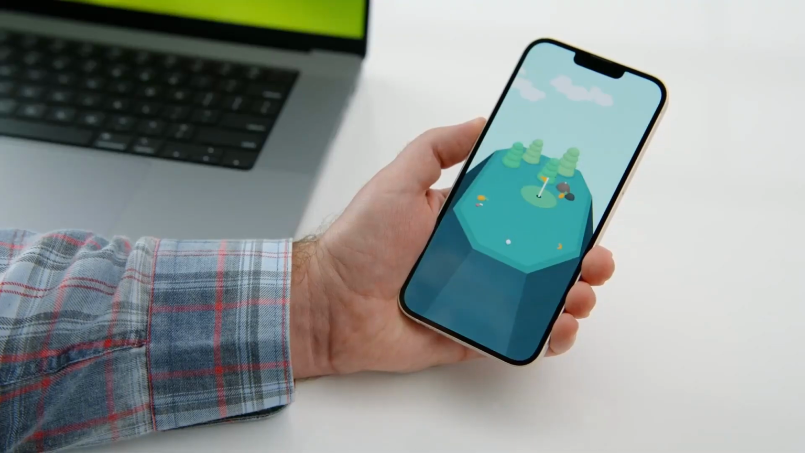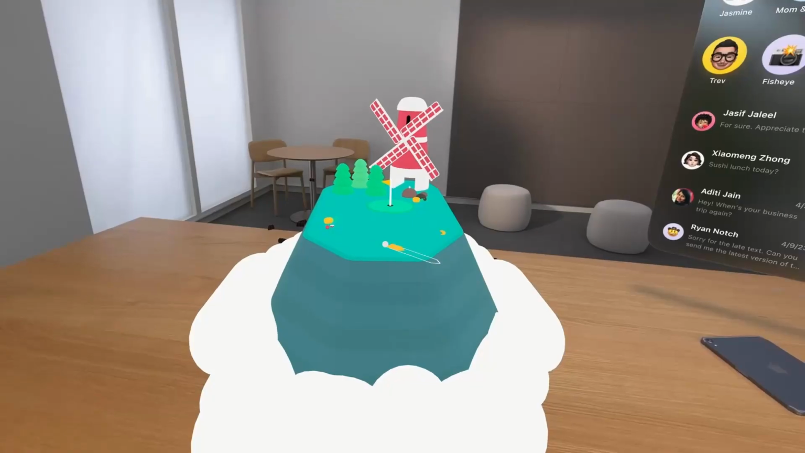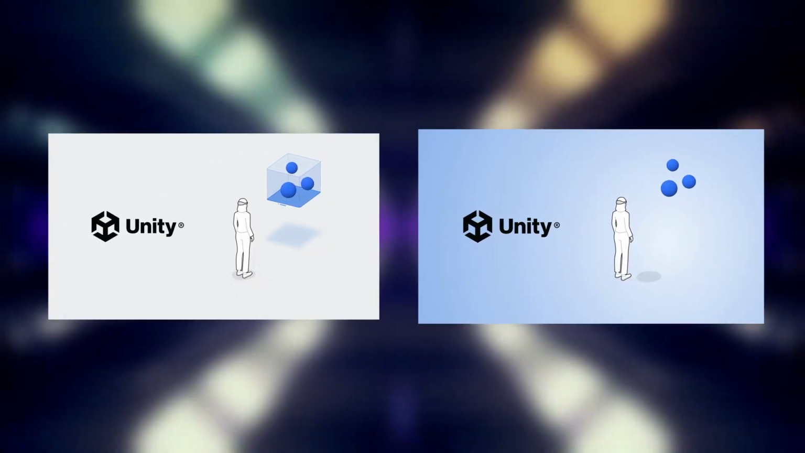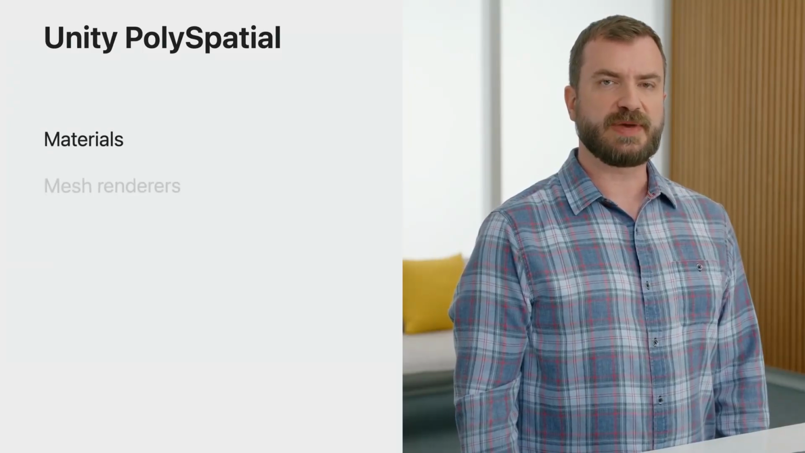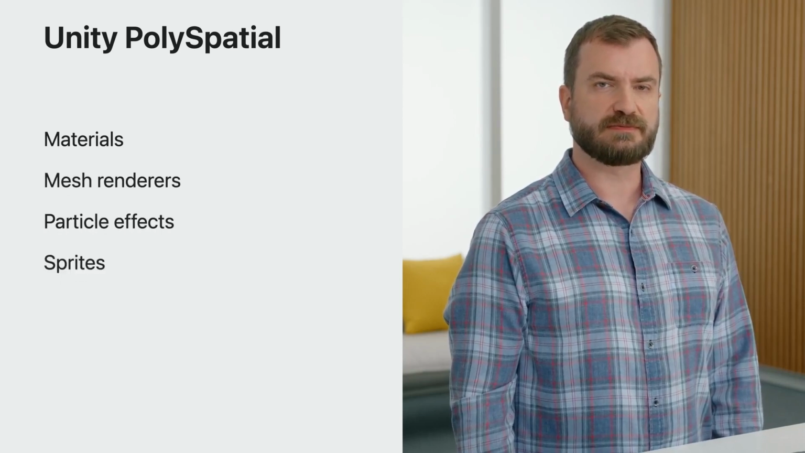In the first presentation, we explored how we can use Unity to create engaging and immersive experiences for visionOS. There will be two ways of building apps for the Vision Pro: immersive apps that utilize its pass-through mode and mix the real world with virtual objects, or a fully immersive VR app. Unity has developed Unity Polyspatial to translate materials, shaders, mesh renderers, particle effects, and sprites over to visionOS.